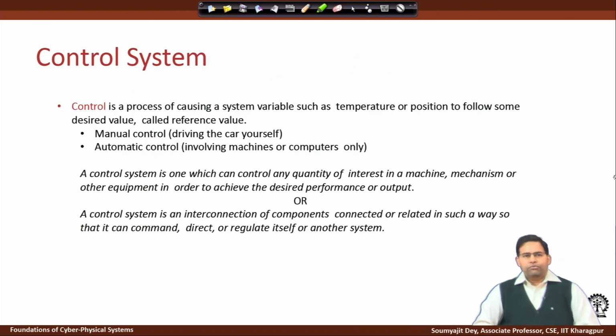So, overall, if we try to come up with some philosophical definitions, when we talk about control, it is a process of causing a system variable, let us say temperature or position, to follow some desired value or reference. If you are driving a car manually, you are giving references to some lower level control loops. If you are riding in an autonomous vehicle, the vehicle's perception system is generating those reference values for the lower level control loops, and those may be generating references for even lower level control loops. So, it is entirely about who is giving the references to whom.